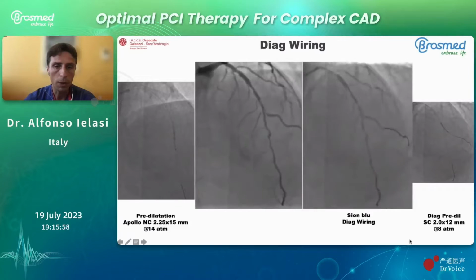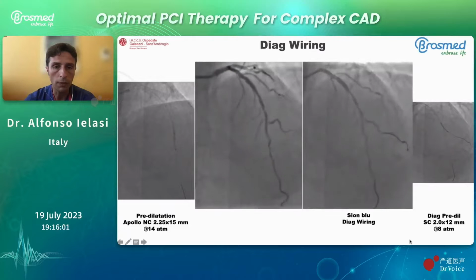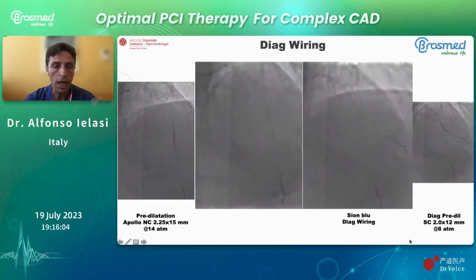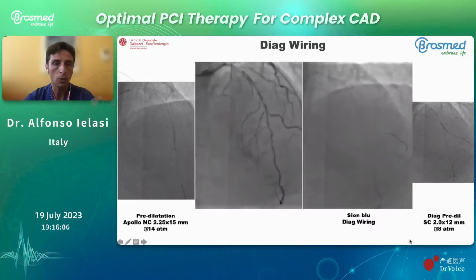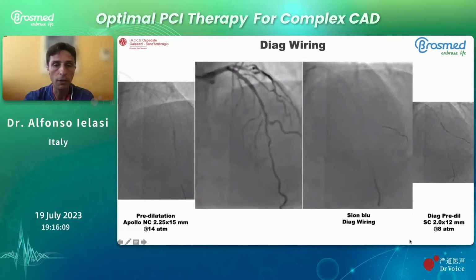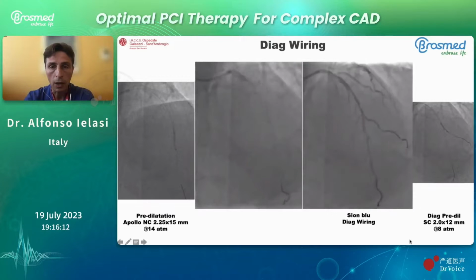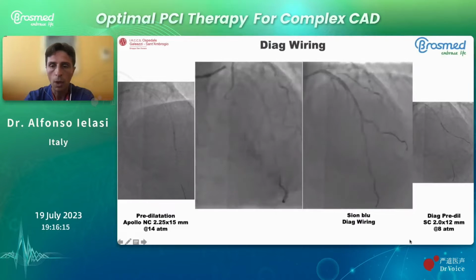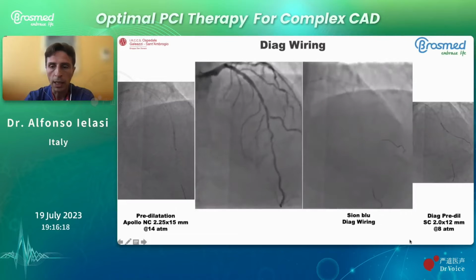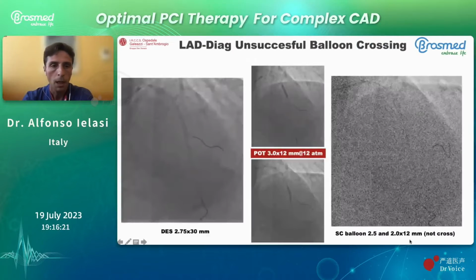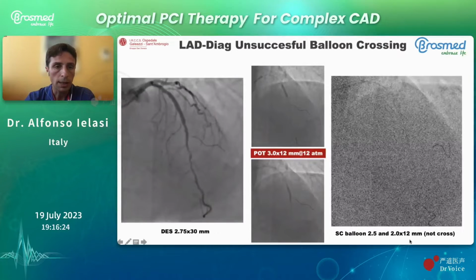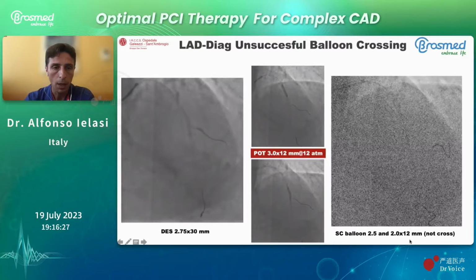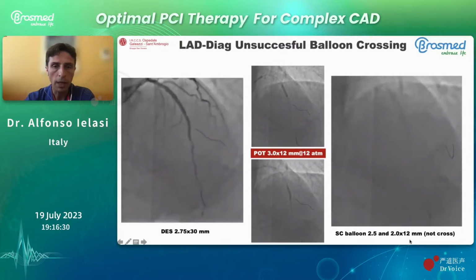It was a risky maneuver because we also had the chance of fully occluding the vessel, but the flow was restored, as you can see, after an Apollo non-compliant balloon 2.25 mm inflated at 14 atmospheres. The diagonal was then wired using a Cyan Blue wire and then pre-dilated with a 2.0 semi-compliant balloon. Provisional stenting was decided, so a 2.75/30 mm DES was implanted on the main vessel. Then POT was performed using a 3.0 POT balloon at 12 atmospheres, and then the diagonal was rewired.